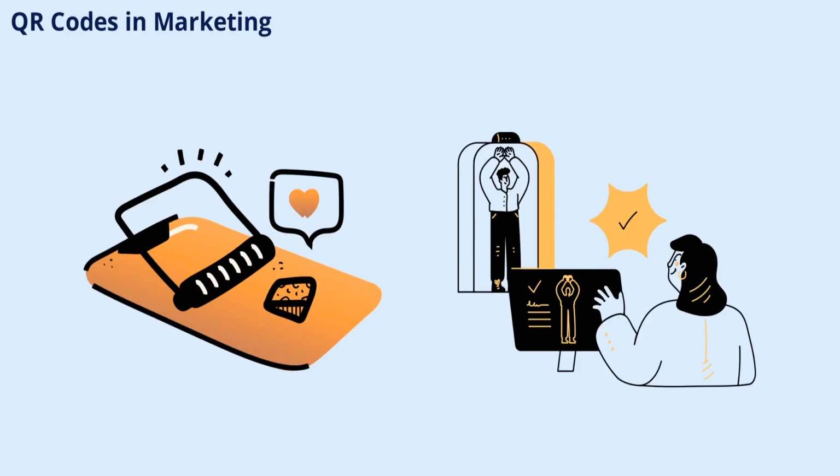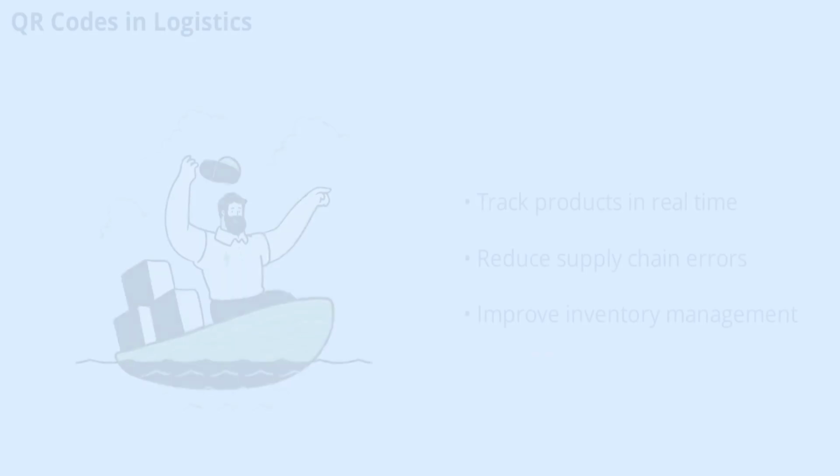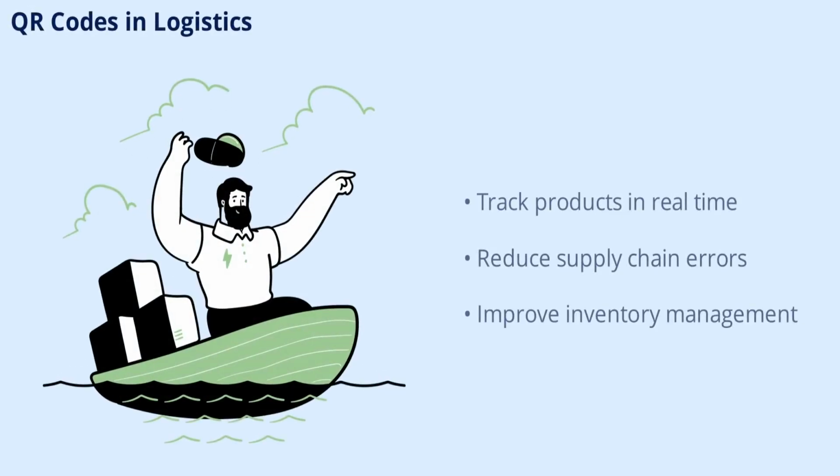QR codes bridge the gap between offline and online marketing. In logistics and supply chain management, QR codes help track products from the factory to the customer. Each item gets a unique code that stores information about its origin, destination, and status. Scanning the code updates the system in real time, improving efficiency and reducing errors. This technology is essential for modern inventory management.